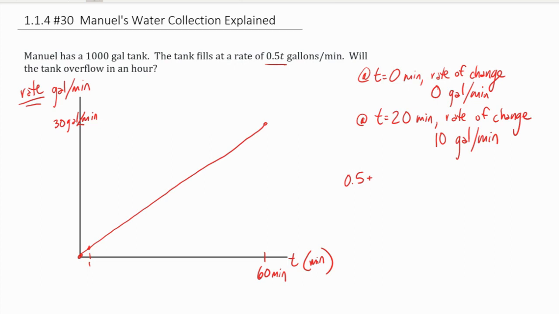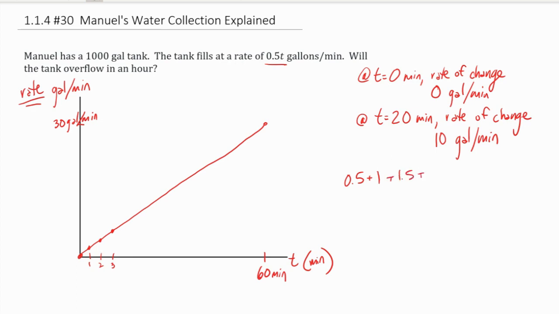Okay, and then let's add that to what happens between 1 and 2 minutes. Between 1 and 2 minutes, now my rate is 0.5 times 2, which is 1. So that's 1 gallon per minute. So over the course of 1 minute, that's a total of 1 gallon. And then from 2 to 3, if I plug in 3, now I'm at 1.5 gallons per minute. So let's say for that minute, it's going to be 1.5 gallons.